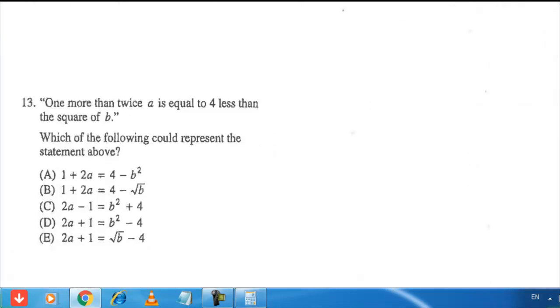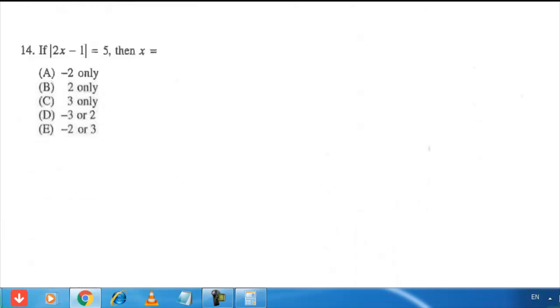And here, 1 more than twice a, that is 1 added to twice a, so 2a plus 1 equals 4 less than the square of b. So 4 is subtracted from the square of b, and the suitable answer is going to be D.